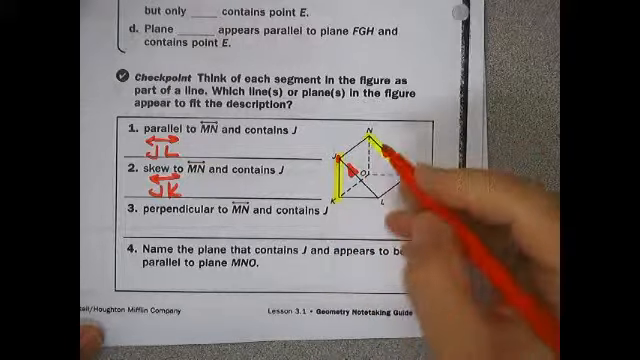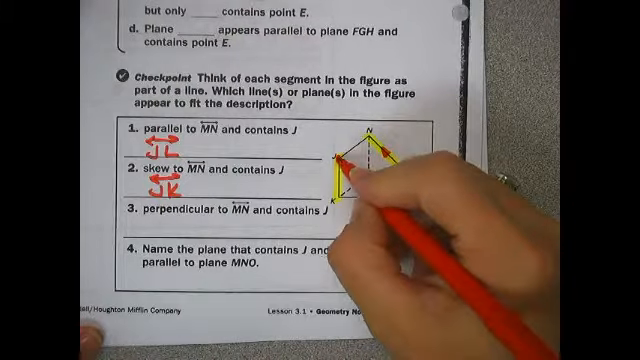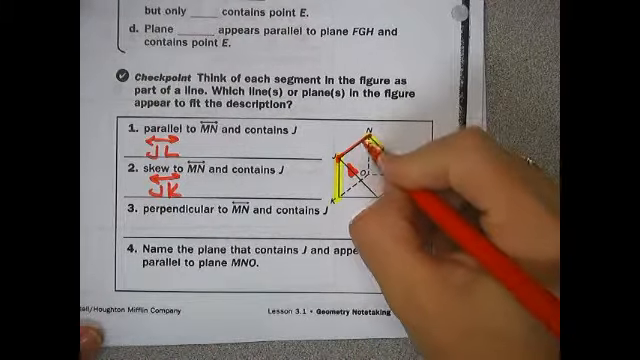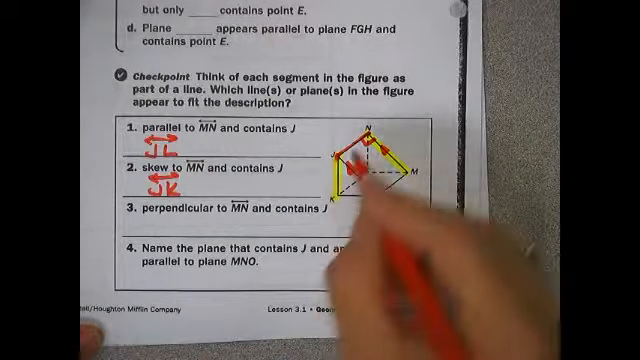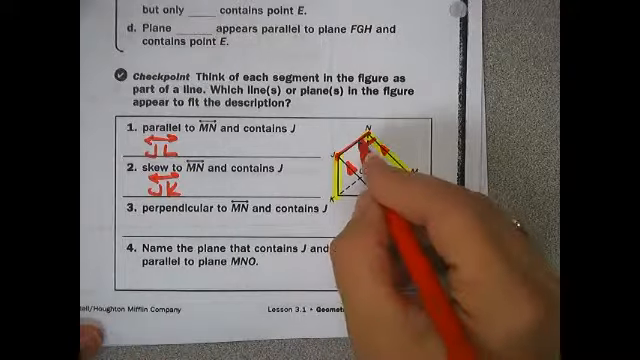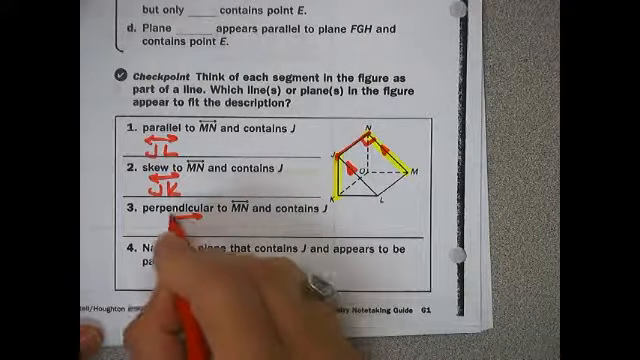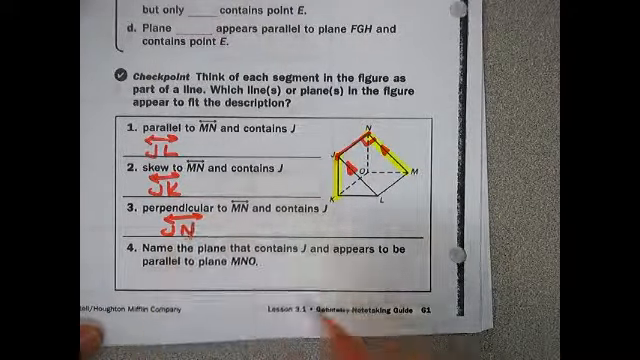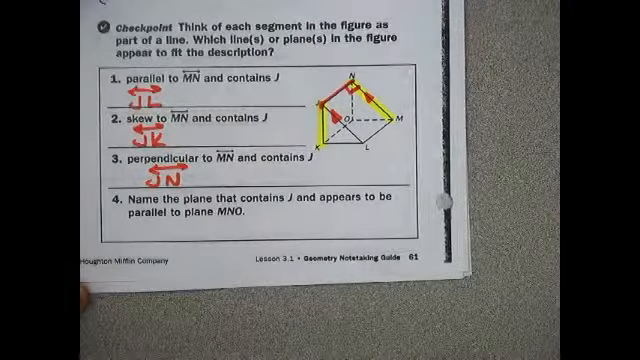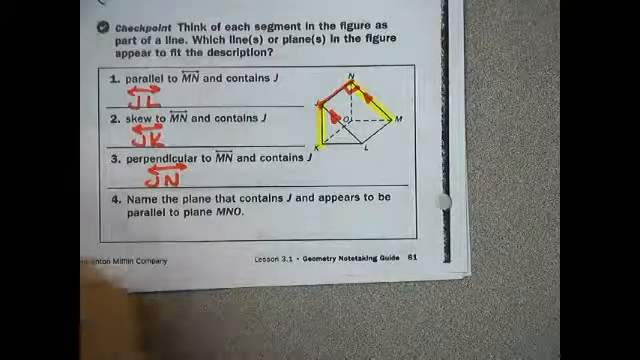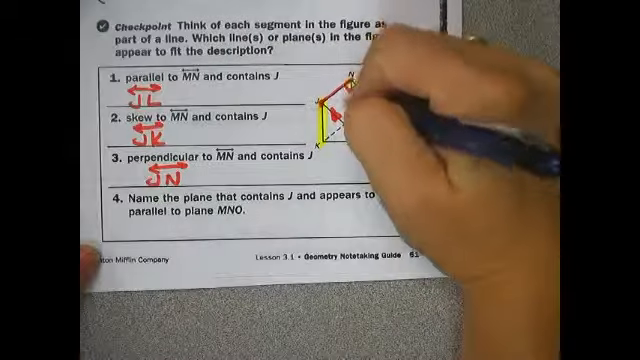Perpendicular to MN and contains point J. Okay, so perpendicular, and of course this is kind of weak because we technically do not know that it's perpendicular. It should have a right angle there, but if you draw that in, we'll just pretend that that was marked because we don't assume. That would be line JN.